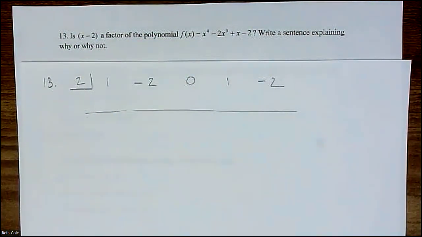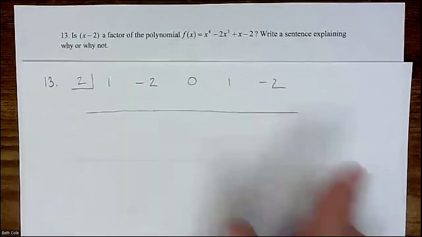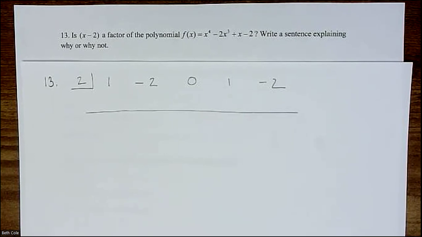So the whole question is, is this a factor? Yes or no? When we do this division, how will we be able to tell? If the remainder is 0, then yes, it's a factor. If it's any other number on God's green earth, then no, it is not a factor. So go ahead and work it out. I don't know what it's going to come out to. If the remainder is 0, then it's a factor. And if it's any other number in the world, then no.